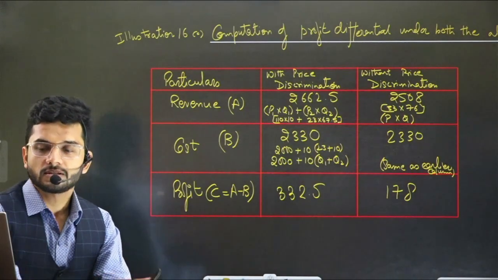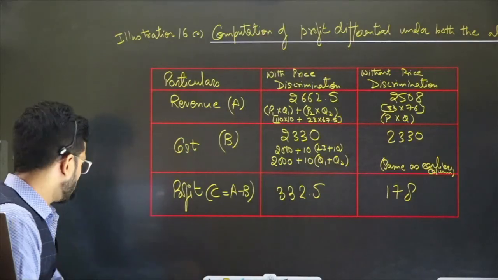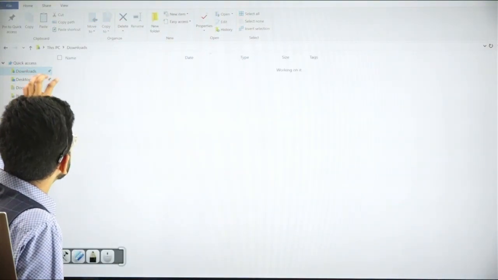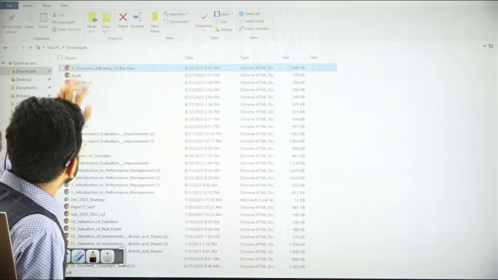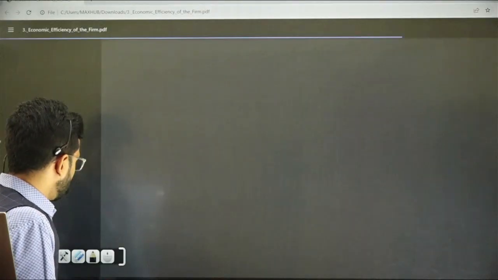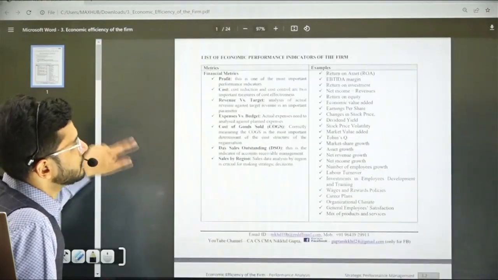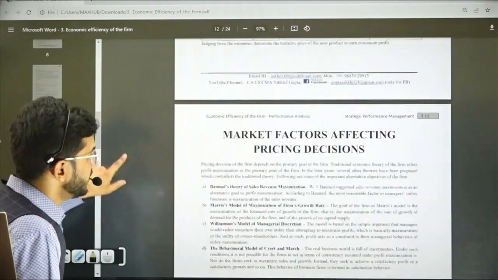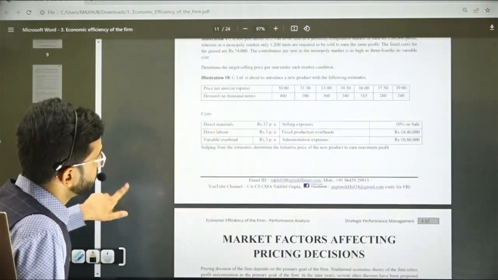Okay, so this is the point on price discrimination and how price discrimination can help us in increasing our profits. So obviously, guys, price discrimination will definitely help us in increasing our profits, because if we discriminate based on price, then we charge higher price from certain category of our customers. It helps us in increasing the profits of the company.